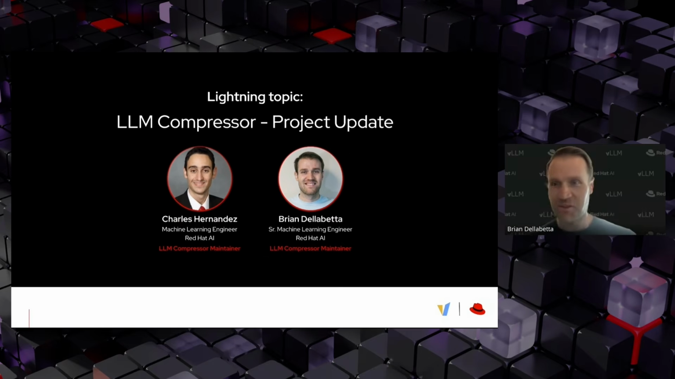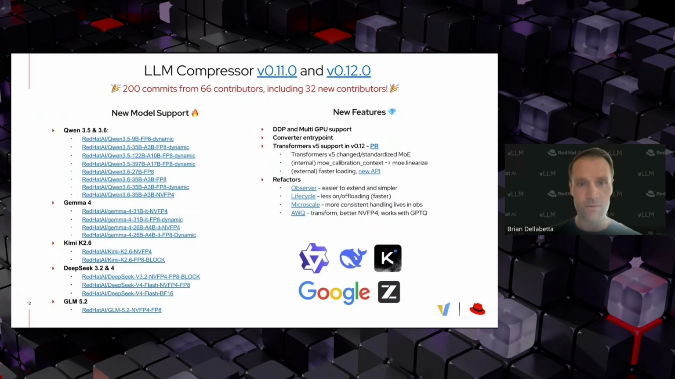Thanks, Michael. Yeah, so as we mentioned, Charles and I are on the model op team at Red Hat. So we're part of the team that maintains speculators as well as LLM Compressor and compressed tensors, which is kind of a backend for saving these compressed models. Today we just want to run you through very quickly some of the updates we've made in the latest versions of LLM Compressor. I followed the same format that Michael had. So 200 commits, 66 contributors, 32 new contributors. Certainly not the scale of vLLM, but we're getting good traction and good community involvement, which we love to see as well.